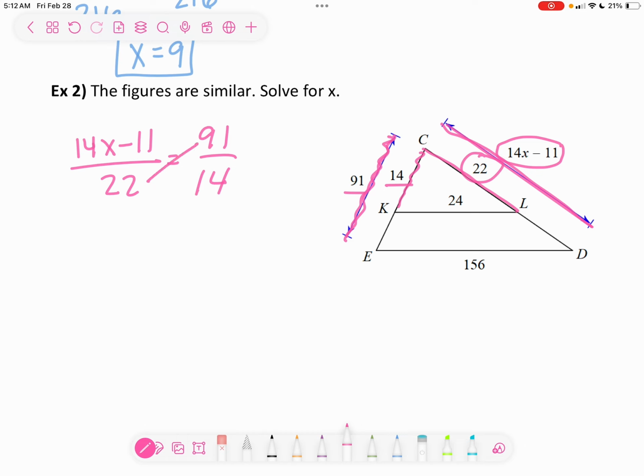Cross multiply again. So 22 times 91. I'm using my calculator for this to make it faster.